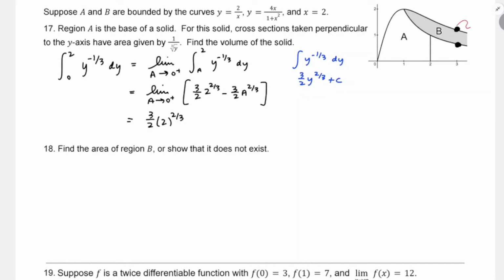So just use the diagram I made electronically and say, all right, top minus bottom is going to be 4x over 1 plus x squared minus 2 over x. Okay, and that's what we're just going to be integrating from. It looks like the intersection point, which I'm feeling like it's going to be x equals 1 based on the diagram. Let's plug in x equals 1. 2 over 1, 4 over 2, yes, great, okay. 1 to infinity.